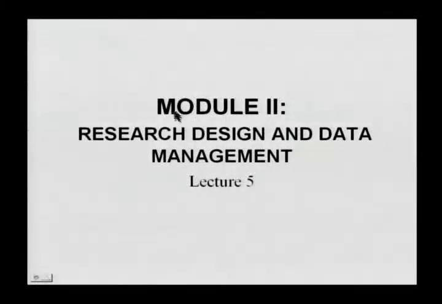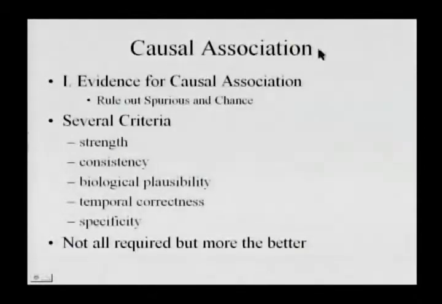This is Module 2, Lecture 5-2, the next portion of Lecture 5 on Research Design and Data Management. And in this portion of the lecture, we are going to talk about causal association. So up until now, we have talked about ruling out spurious association and chance. Now we consider evidence that could establish a causal association.